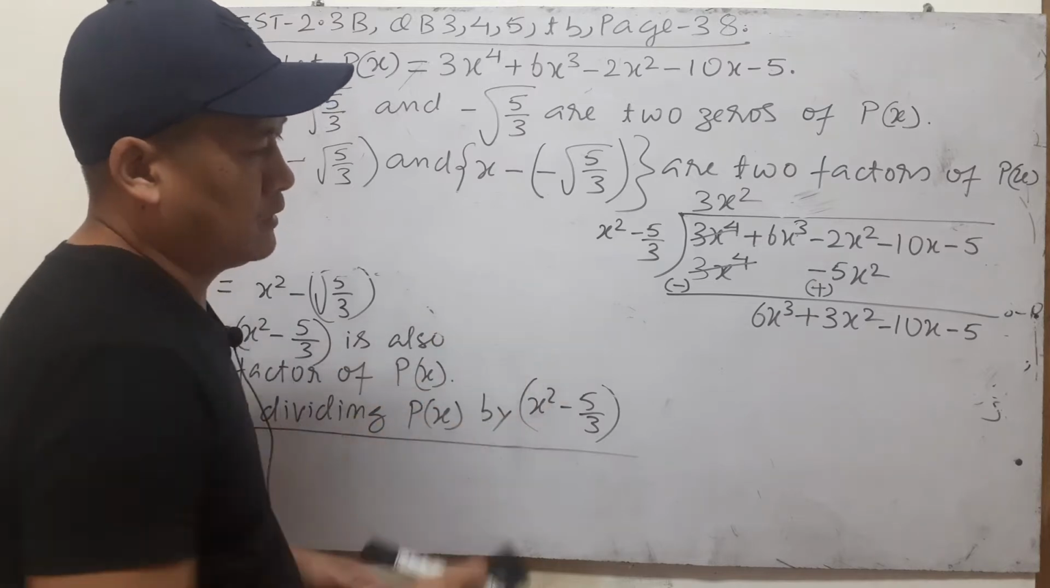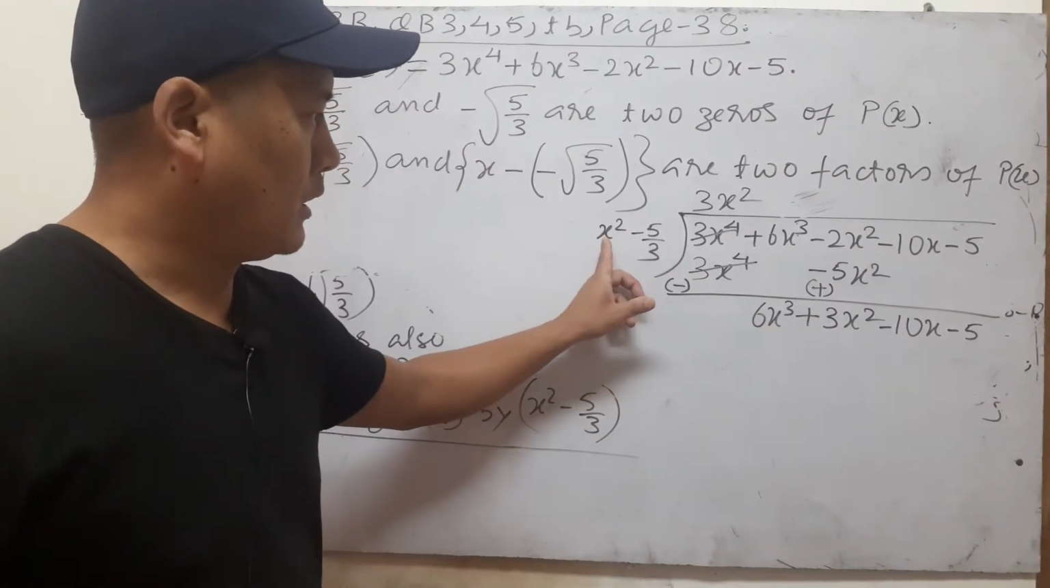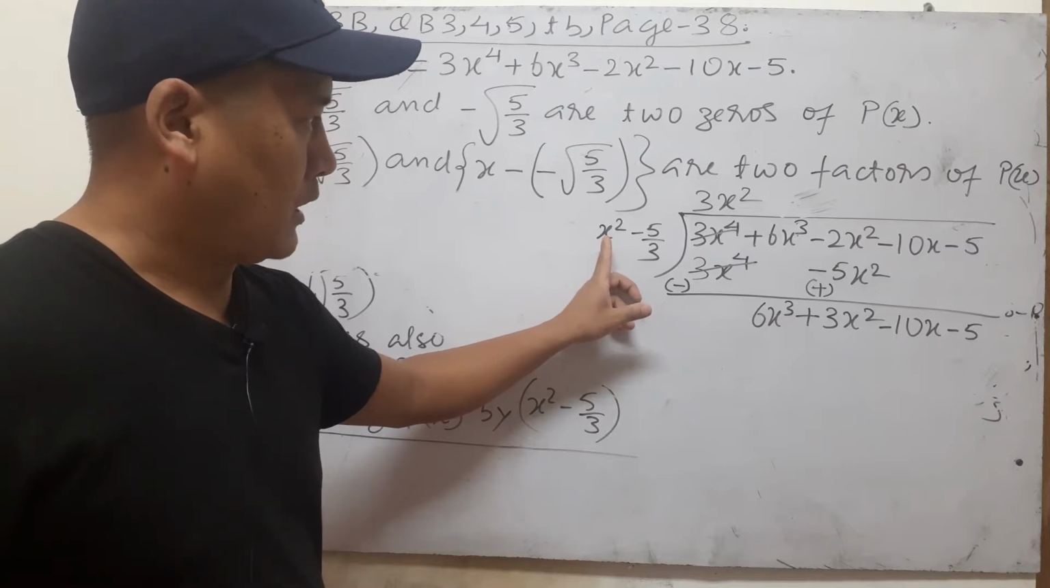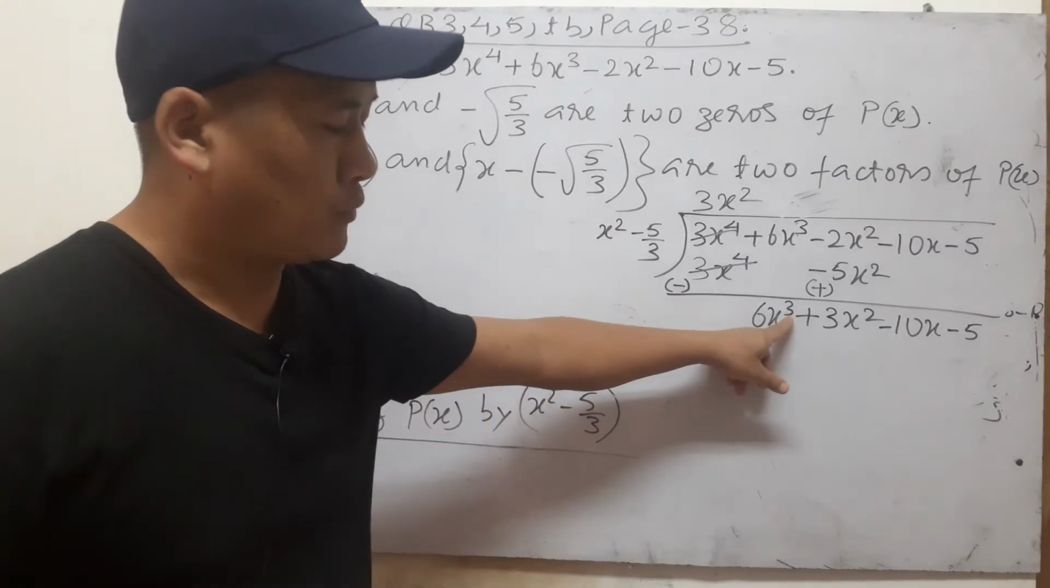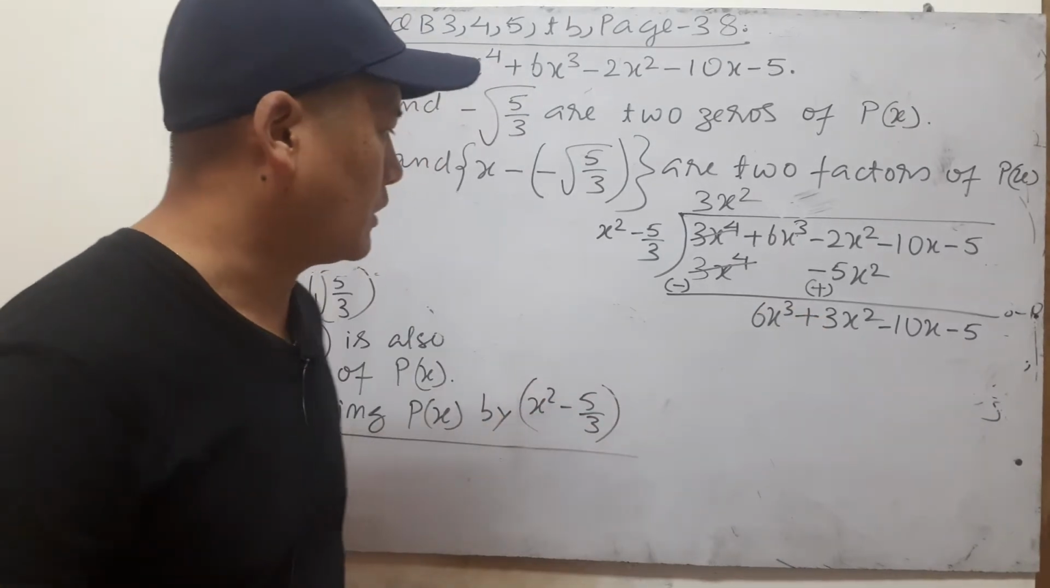How long? Till the highest degree term of the new dividend becomes lower than the highest degree term here. The highest degree term is x cubed, while the divisor has x squared, so it's still higher. So till it becomes lower, we continue. So let us do that.